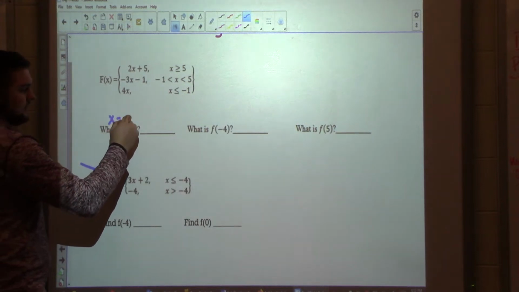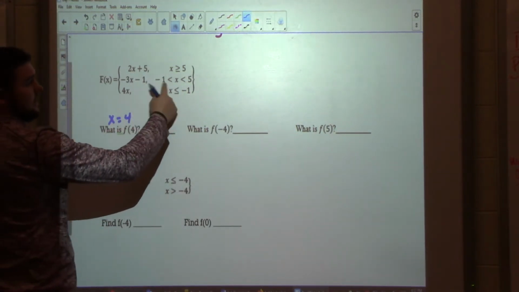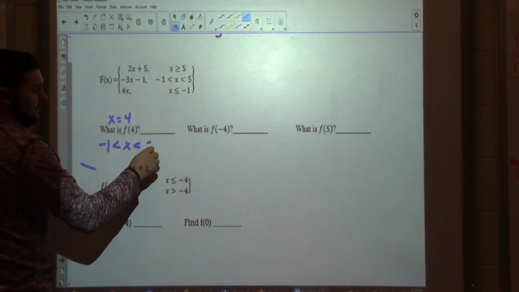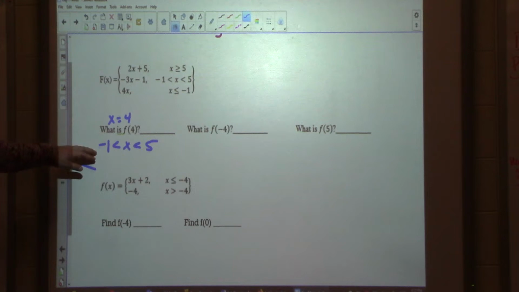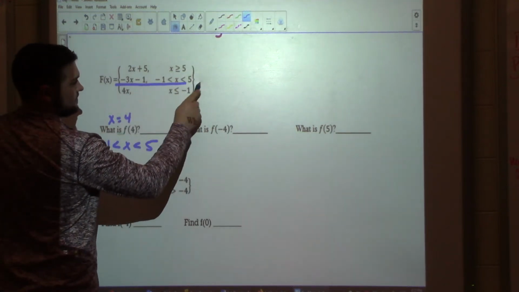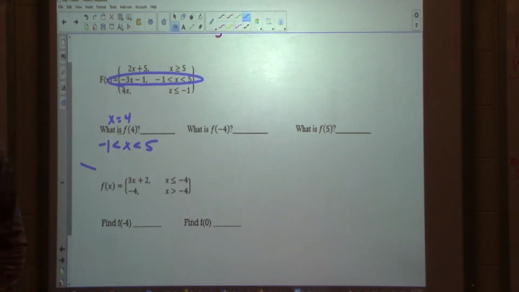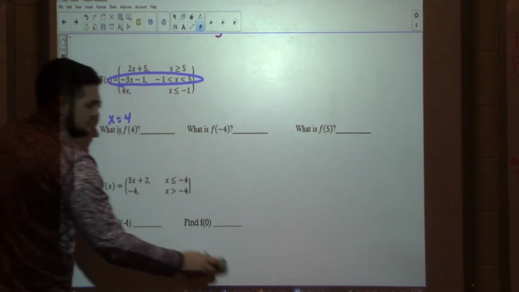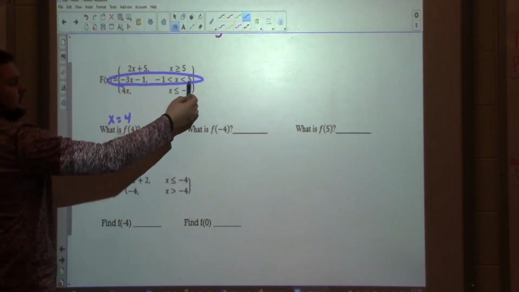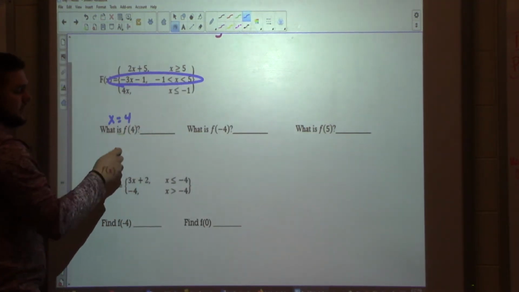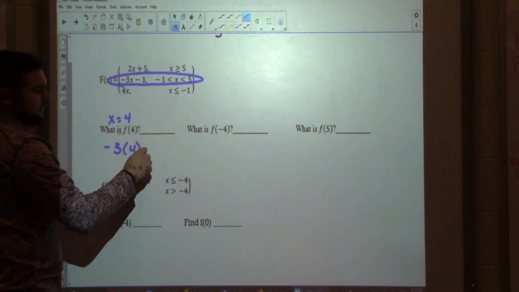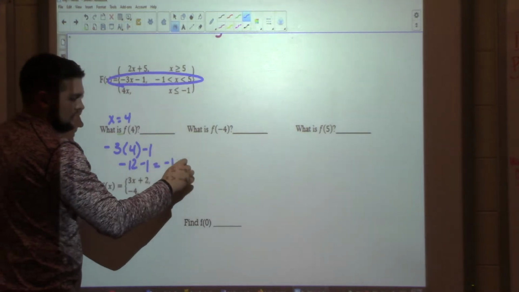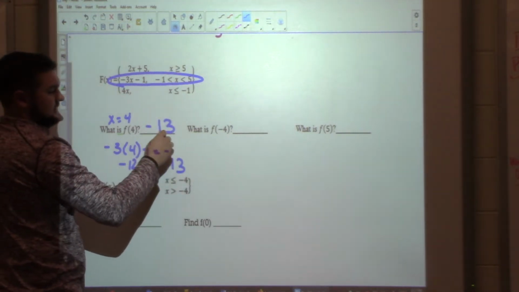So if x equals 4, that puts me in the category of between negative 1 and 5. So I'm going to use the function that goes with that piece. In this case, it's negative 3x minus 1. Because x is between negative 1 and 5, it's 4. I'm plugging that in for x. Negative 3 times 4 minus 1. Negative 3 times 4 is negative 12. Minus 1 gets me negative 13.